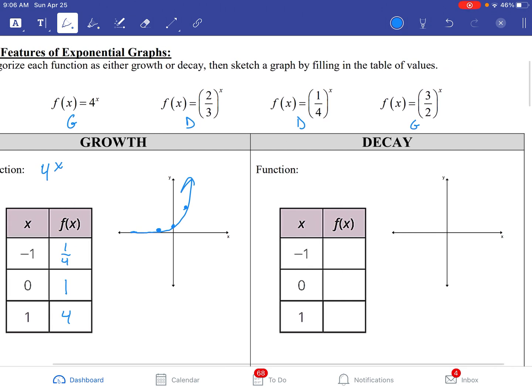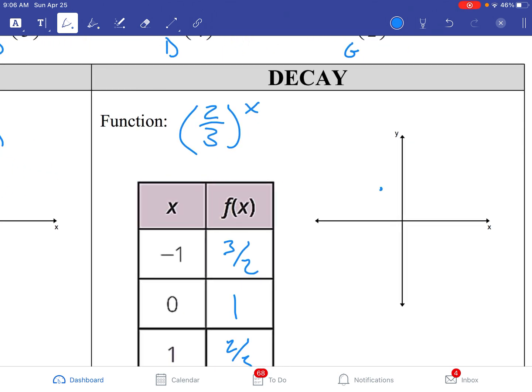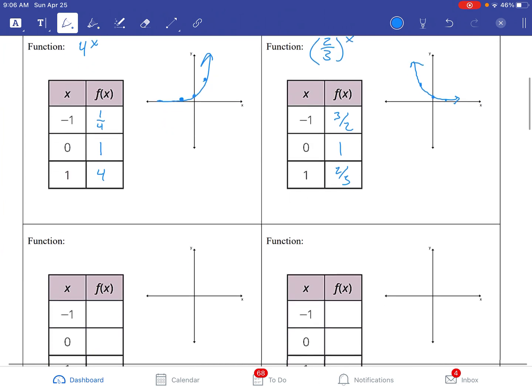Okay, let's look at our first decay function. We have 2/3 to the x. So 2 divided by 3 to the -1 power gives you 3/2, so 1.5. 2/3 to the 0 gives you 1. And 2/3 to the first power gives you 2/3. So this graph will look something like this. It's decaying, it's going down. Okay. Try the next one.